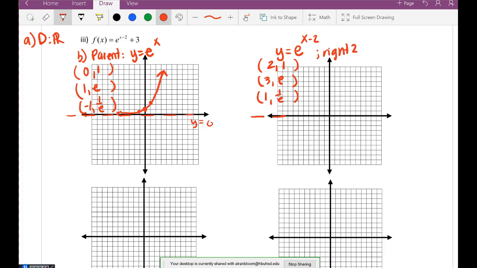Asymptote, we're going to stay in the same spot. All right, 2, go up 1. 3, go up about 2.718. I think this is negative. Am I right? Negative 1. Oh, we move right. I lie. Sorry, just 1. So positive 1, 1 and 1/3-ish. Okay.